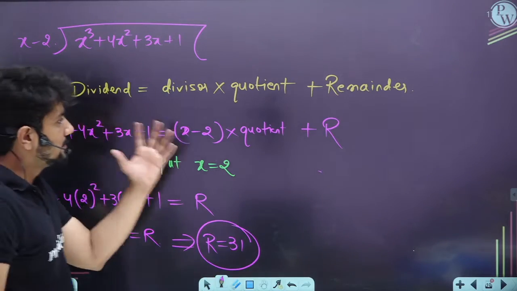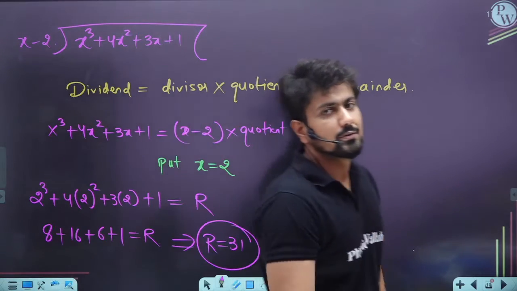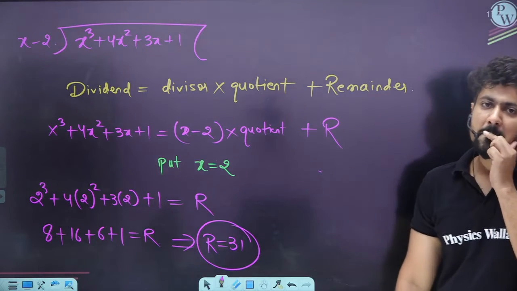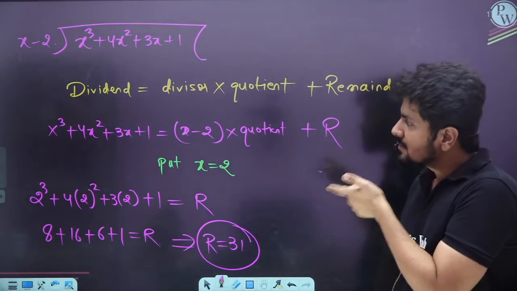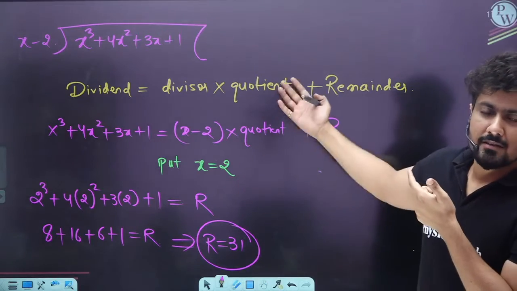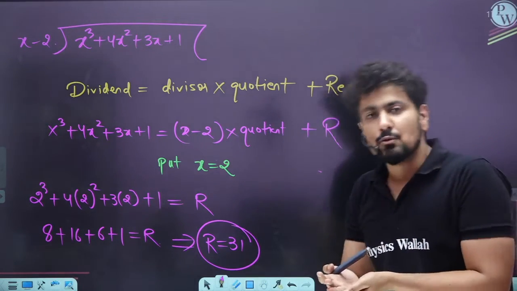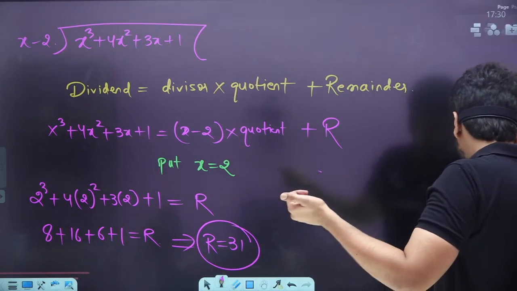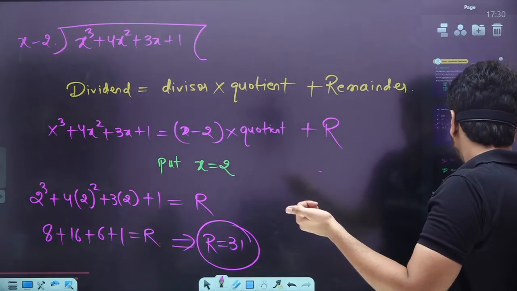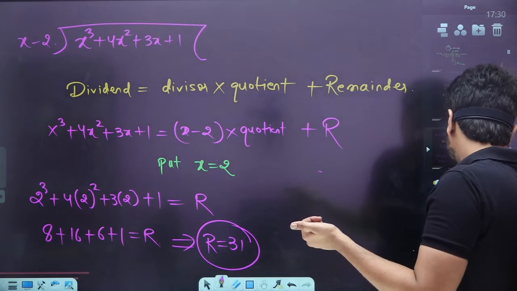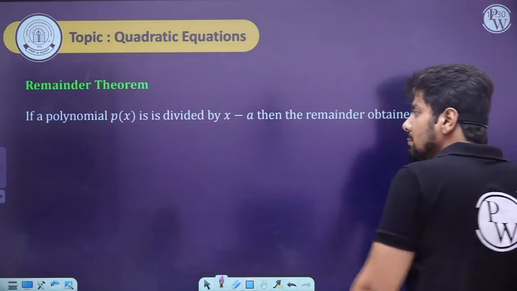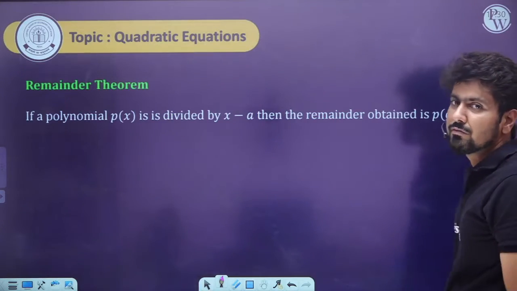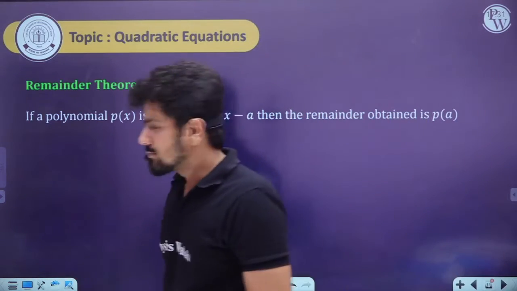This is the soul of remainder theorem. So remainder theorem also says the same thing. The process that I have done, the result that I'm going to show, the statement about remainder theorem. Let's have a look at that statement again. If a polynomial p(x) is divided by x minus a, then the remainder obtained is p(a). This is what remainder theorem says.